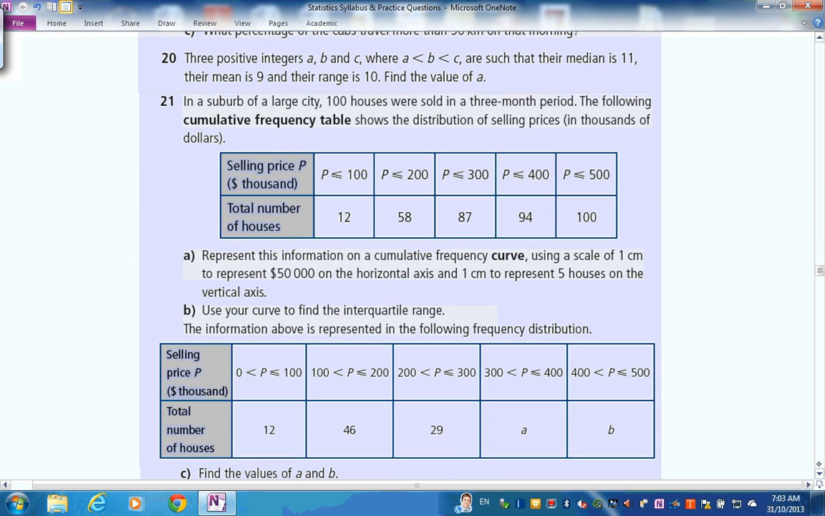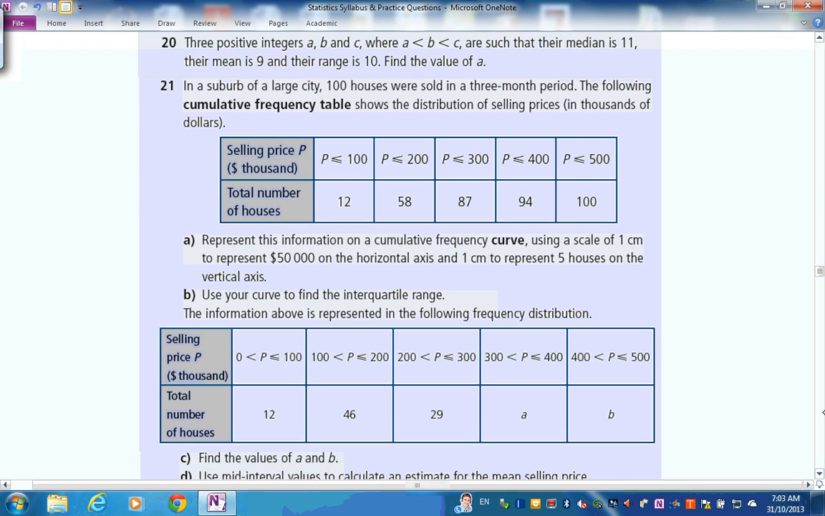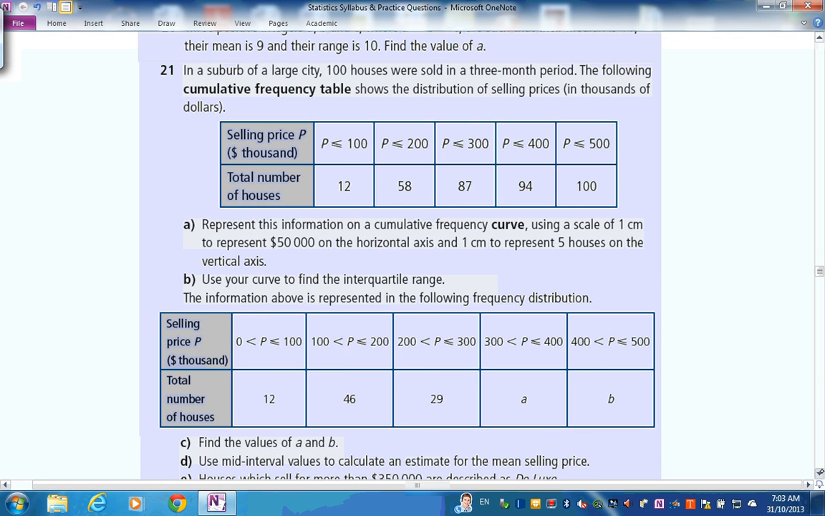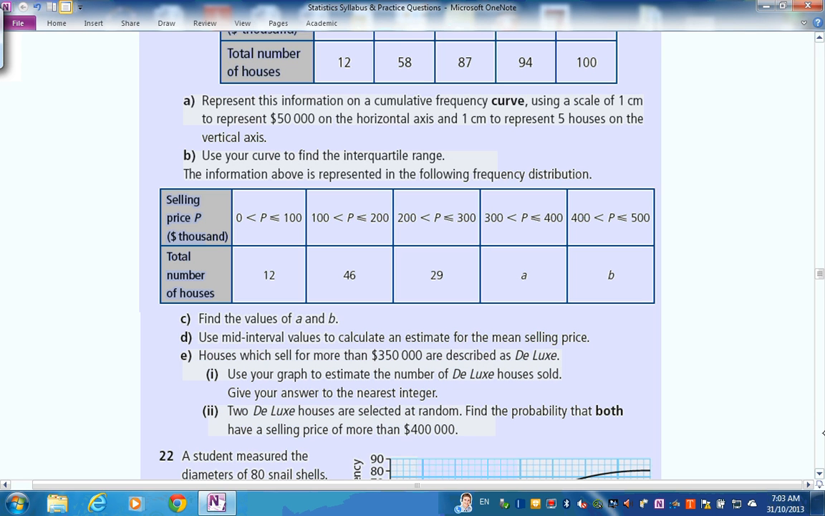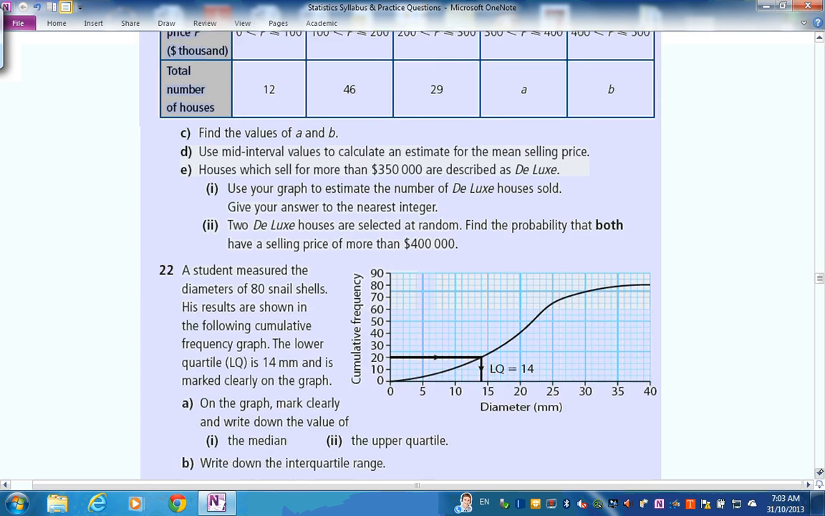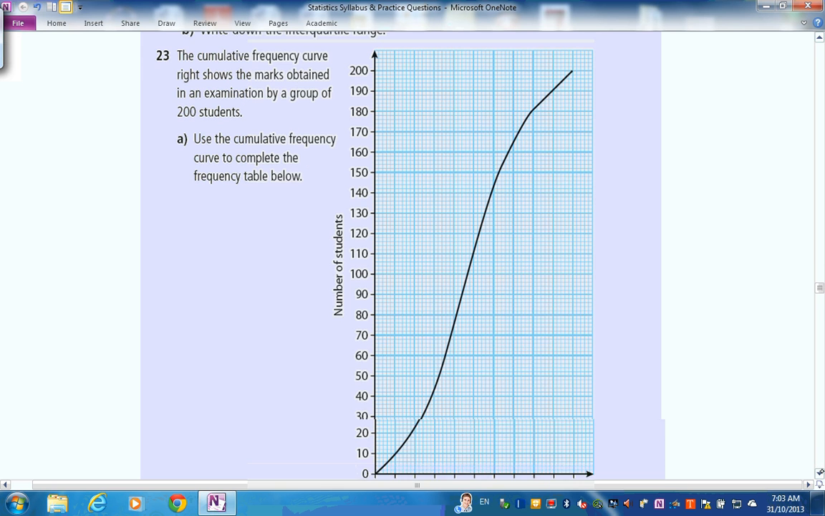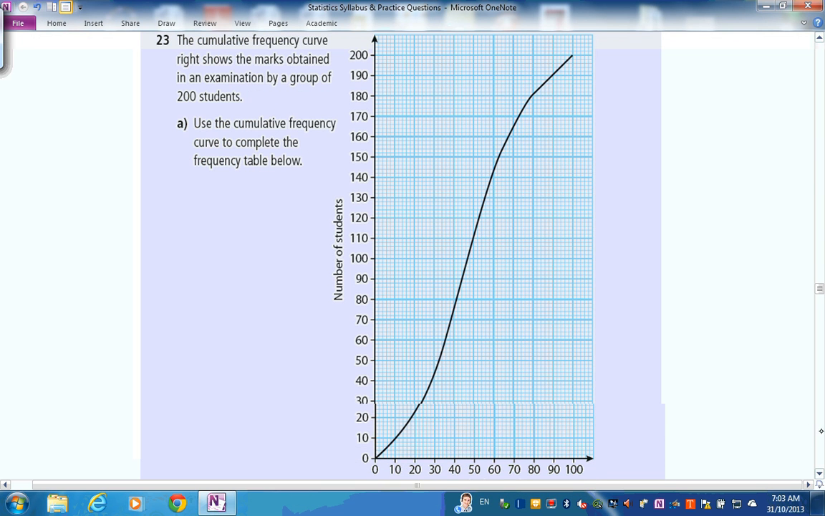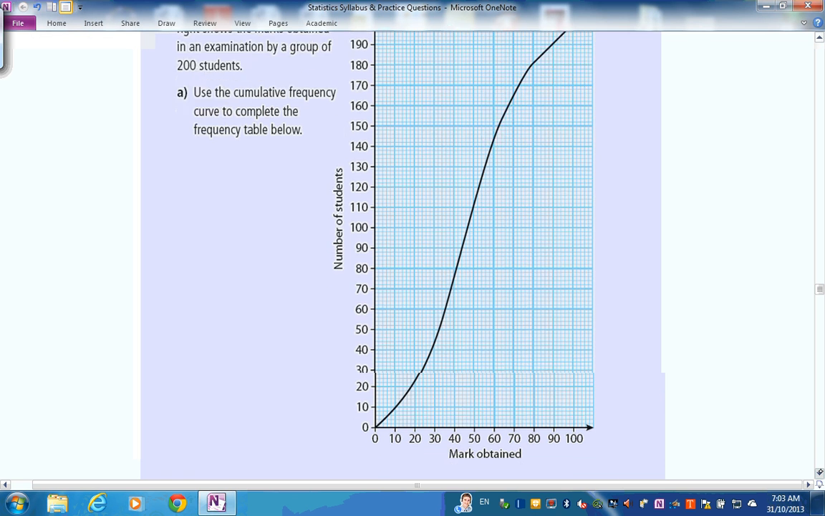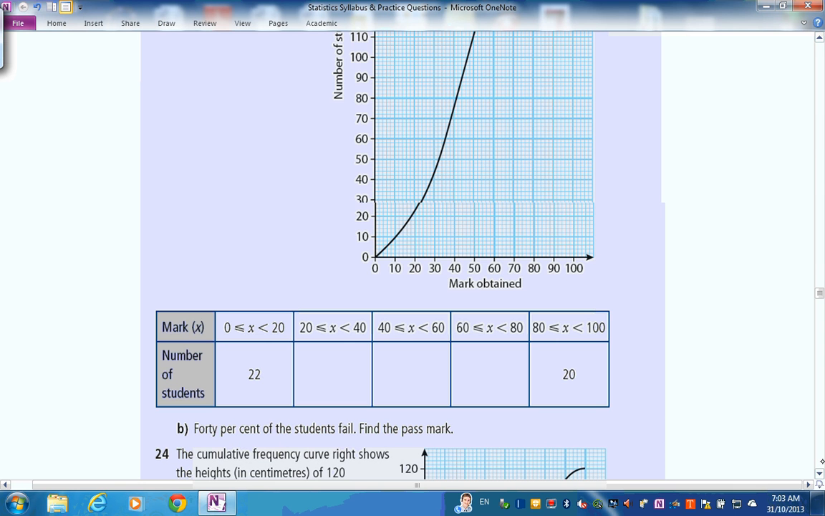Got 20, 21. Can we fit? No. A little bit of 21 still to come. There's just 21. 22 now. Part of 23. Go to 23. See if we can get the whole graph on. You have to come back. Complete the frequency table, so that's not ideal. To copy the frequency table down, then come back and do it.